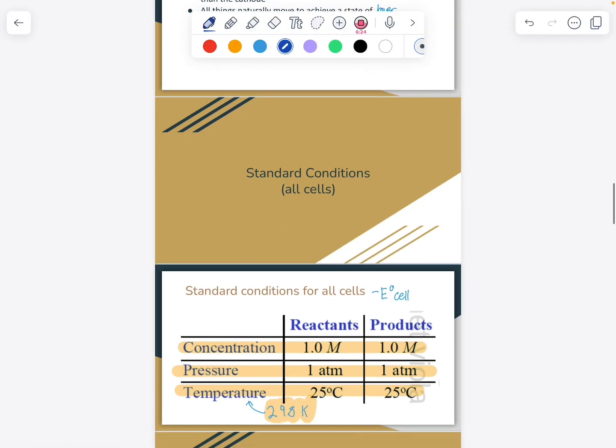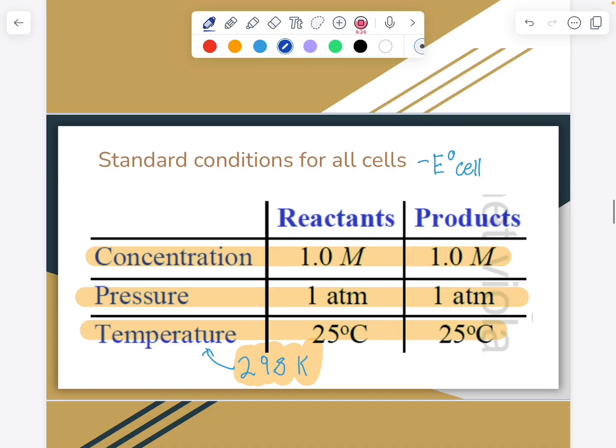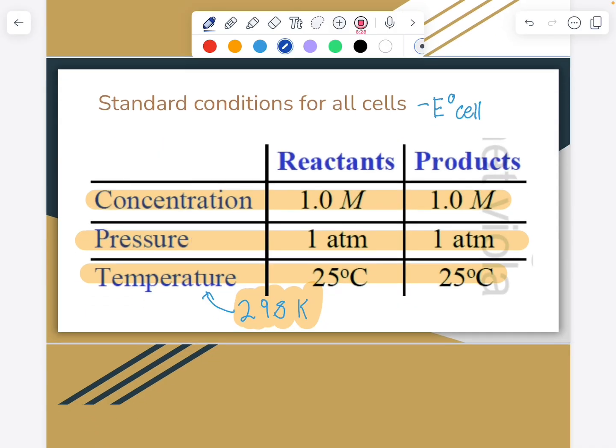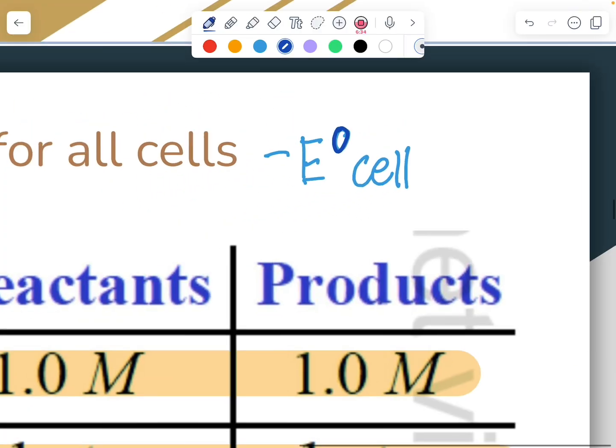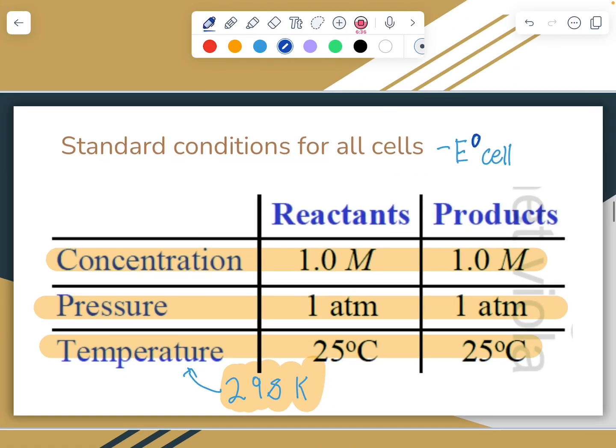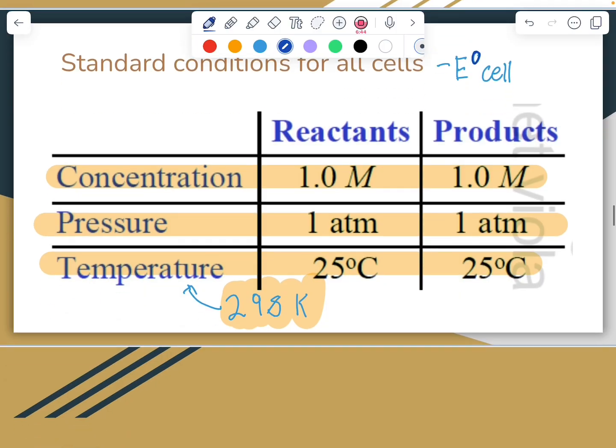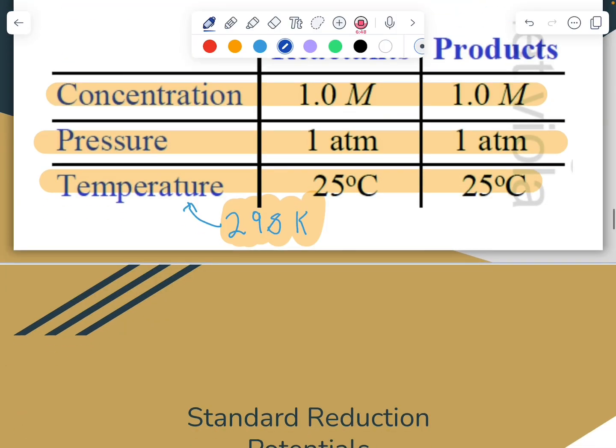So let's look at some standard conditions for the cells. This is called the E0 cell. The little circle that you see above the E just means standard conditions. That means there's 1 molar concentration for the reactants and products, our pressure is 1 atmosphere, and the temperature is 25 degrees Celsius. You add 273 to that to get to Kelvin, so it's 298 Kelvin.